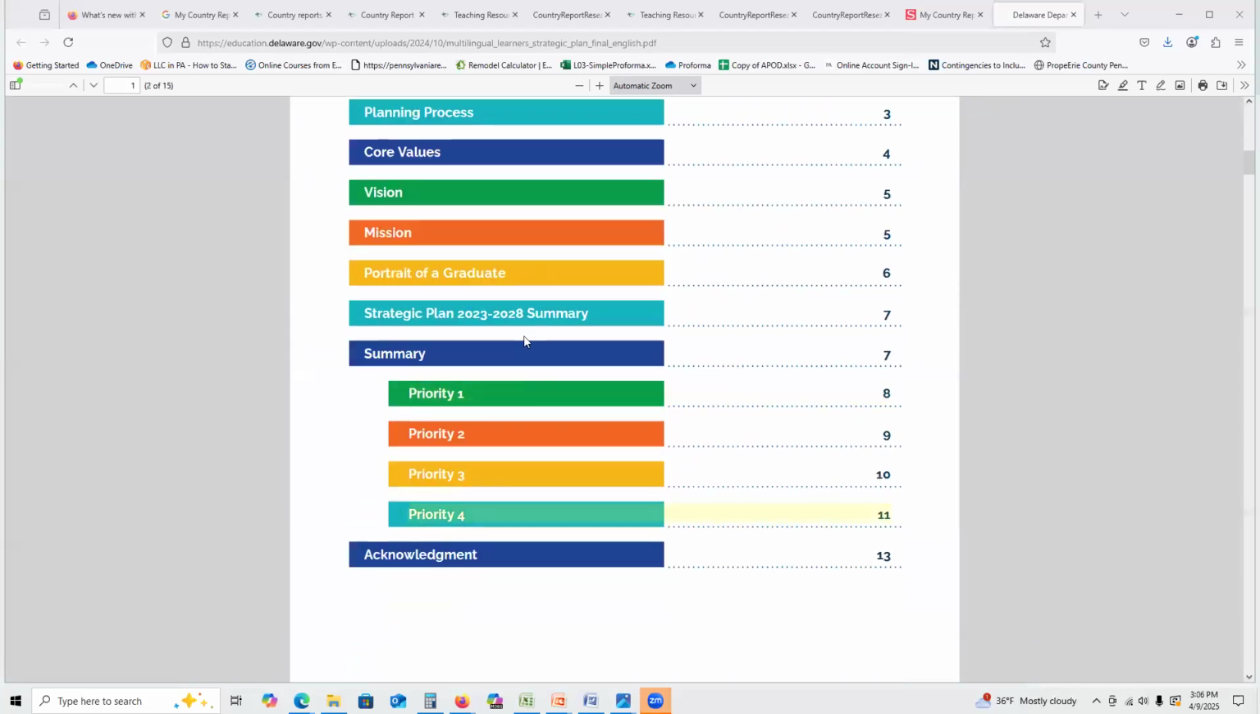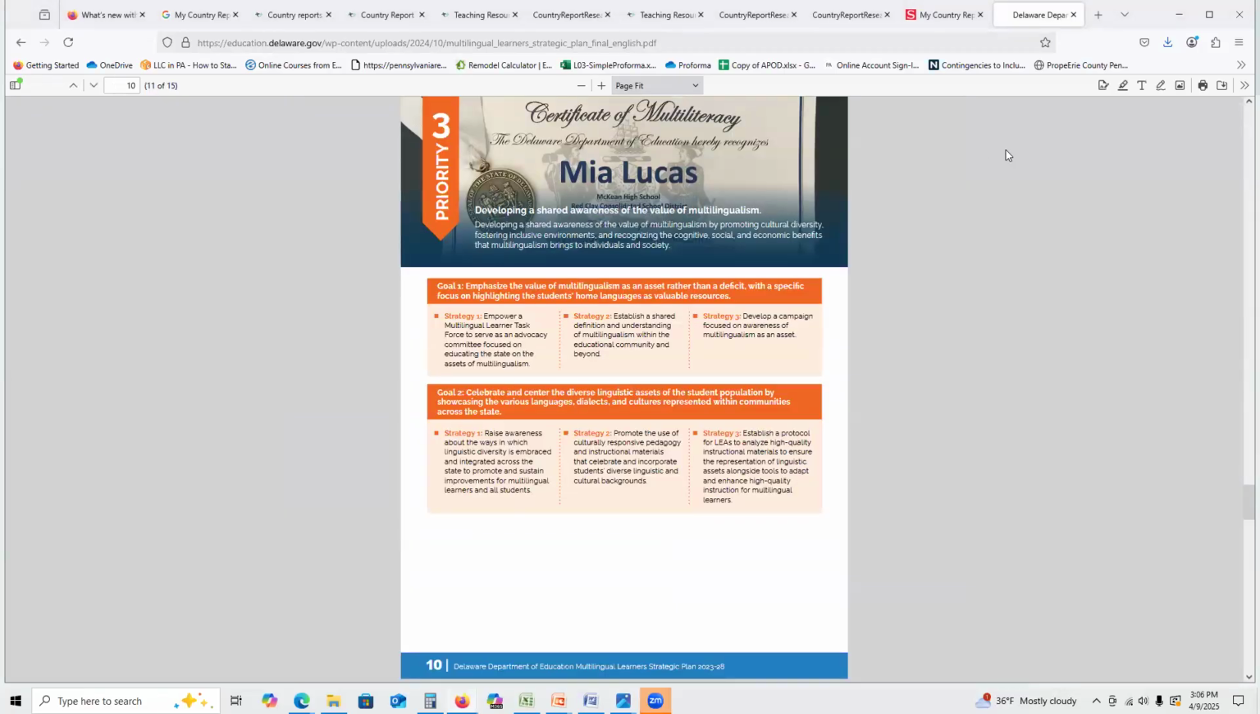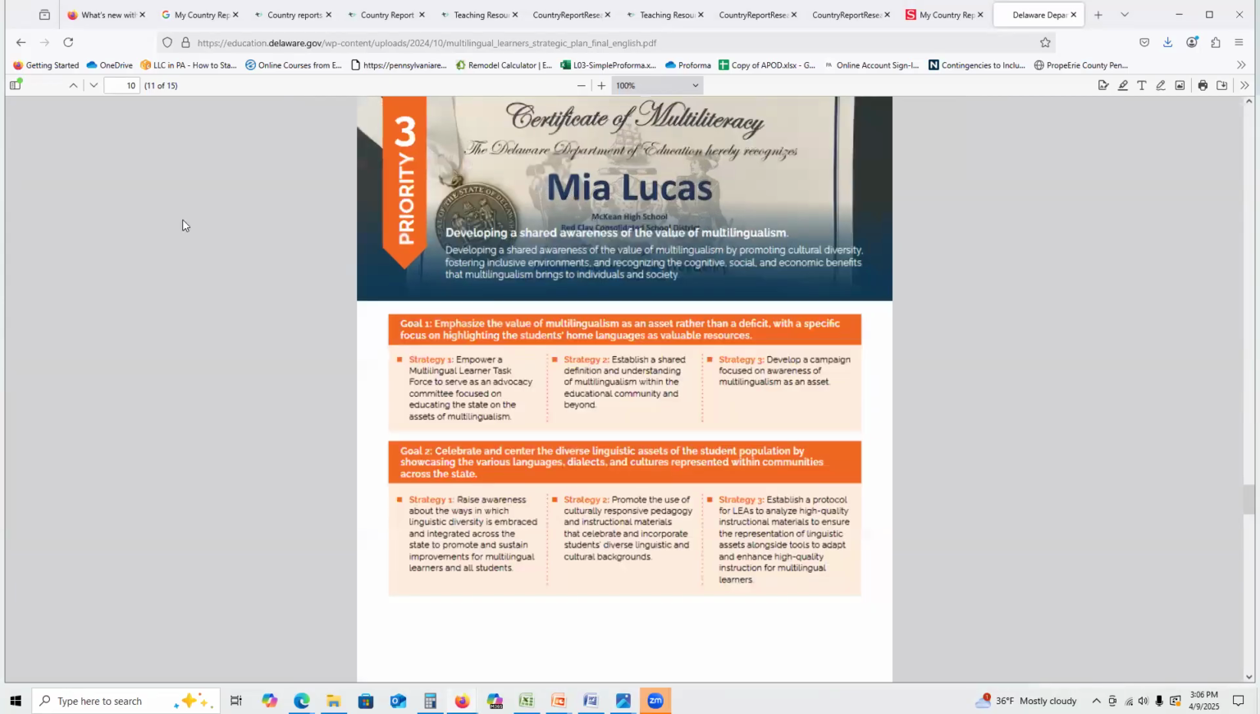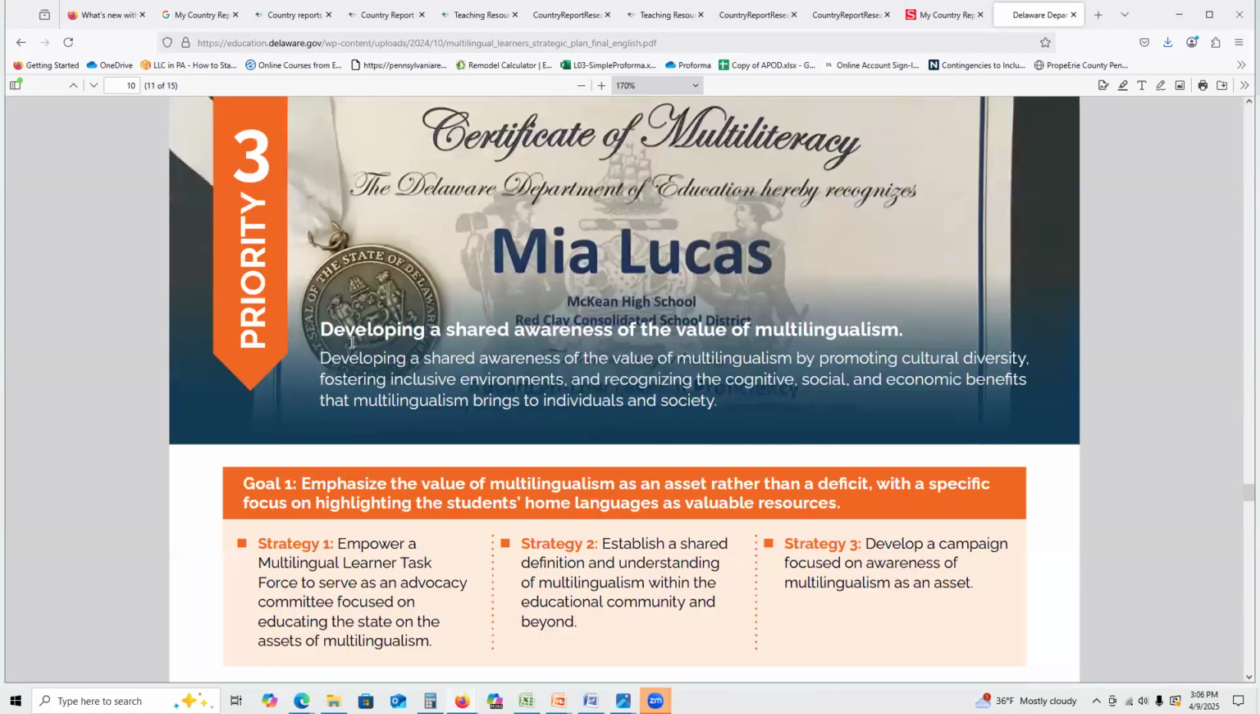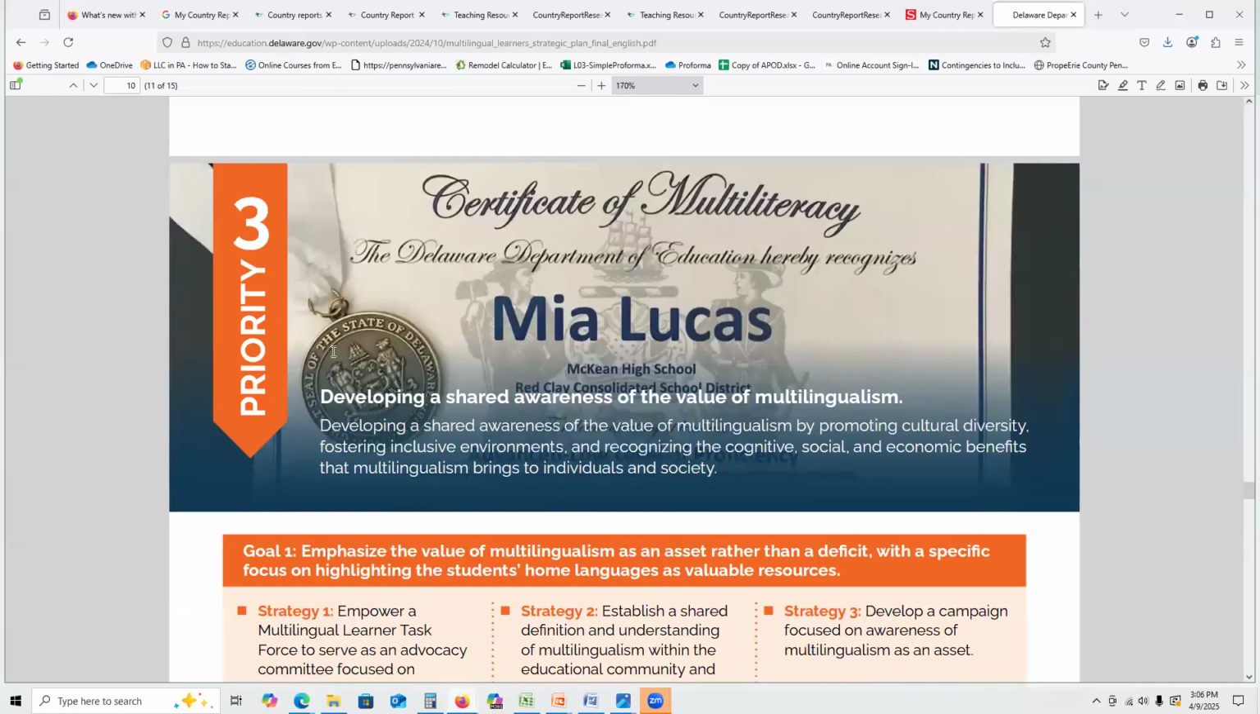So I want to get to our priority here that we're focusing on, with developing a shared awareness of the value of multilingualism. Let me zoom in here. So this is from Delaware, and I just enjoyed learning about your state. In all honesty, I've never lived in Delaware. I was asked to present here, and I'm thrilled because this is priority number 3.